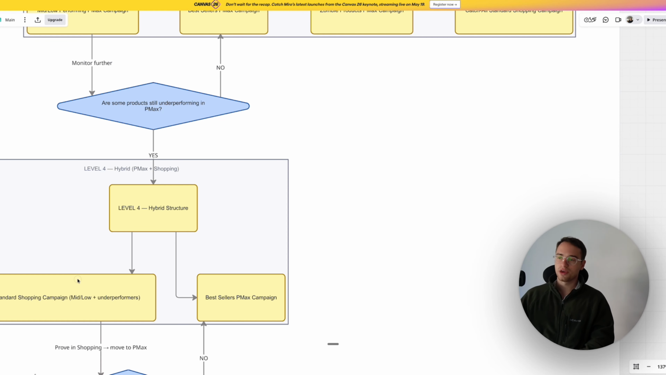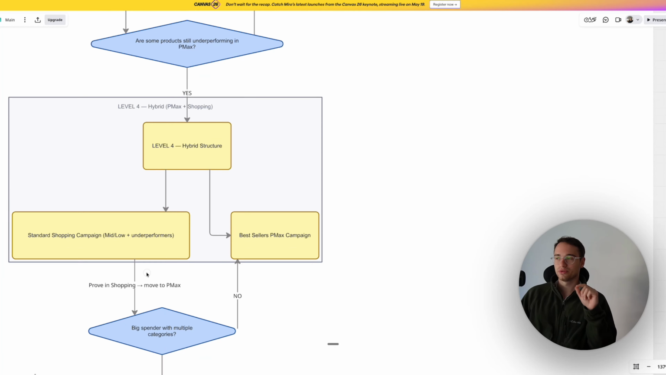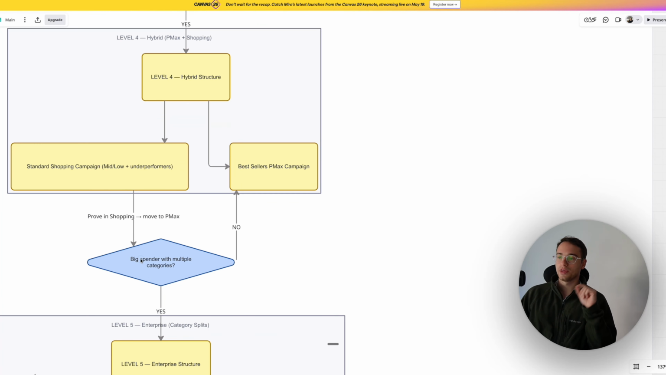What that does is it gives us a bit more control, because we only control the shop feed, and potentially it gives better data to Google as well before expanding into PMAX, so we can find what's resonating and give a bit more data behind each product. Now, if you have proof in shopping, we can move into PMAX. We are at that stage.